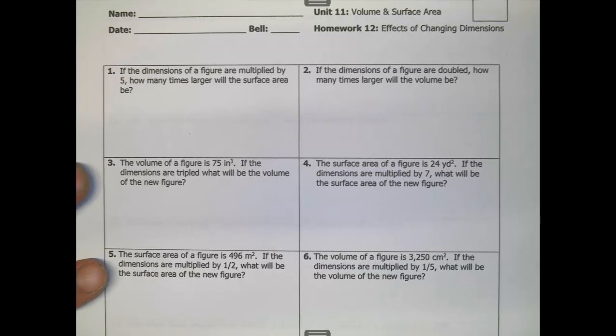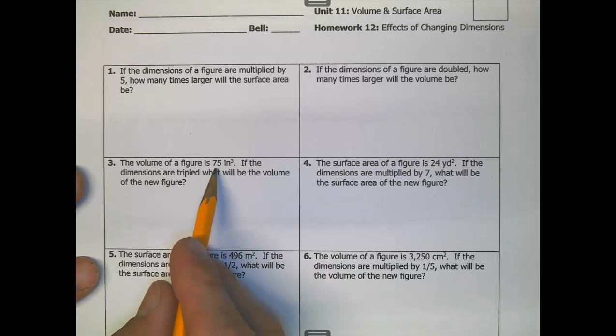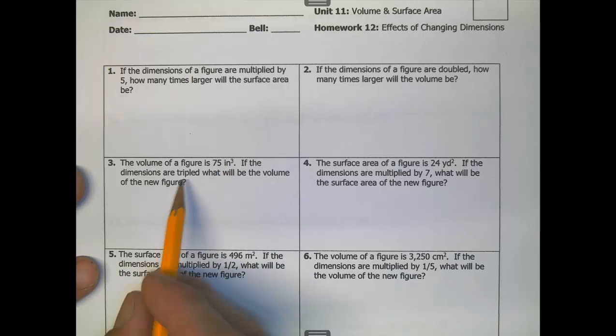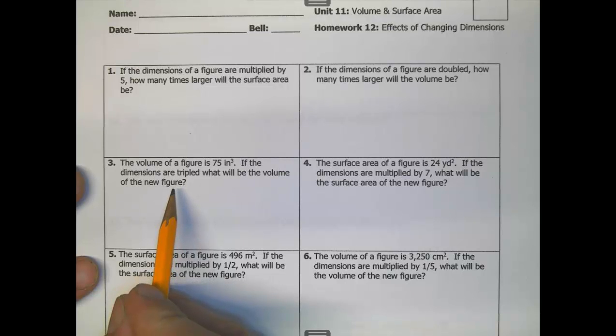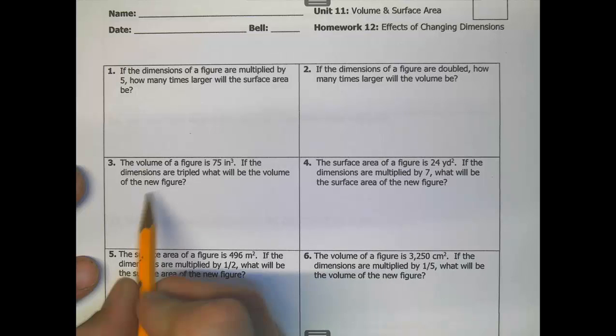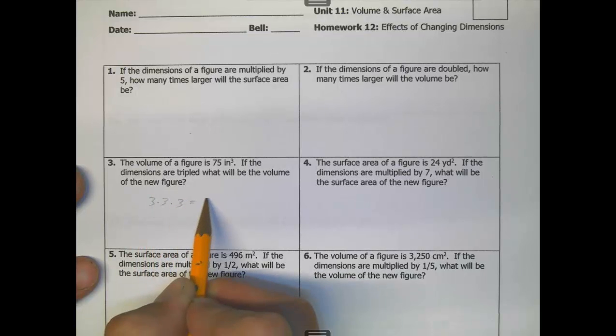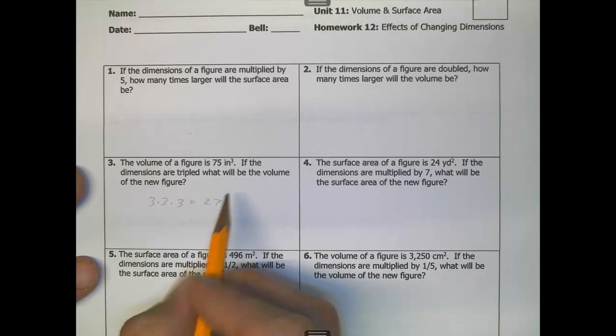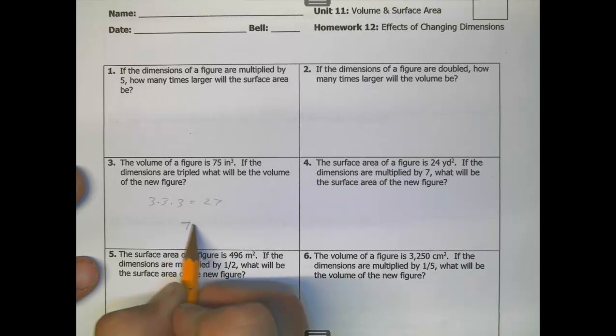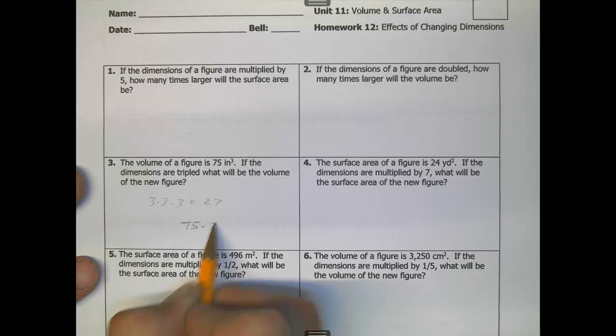First of all, question 3. It says the volume of a figure is 75 cubic inches. If the dimensions are tripled, what will the volume of the new figure be? When we're talking about volume, we have 3 dimensions of space: length, width, and height. So all you need to do is 3 times the length, 3 times the width, 3 times the height. Basically, that is 3 cubed, which is 27. So then all you do is take 75 times 27.